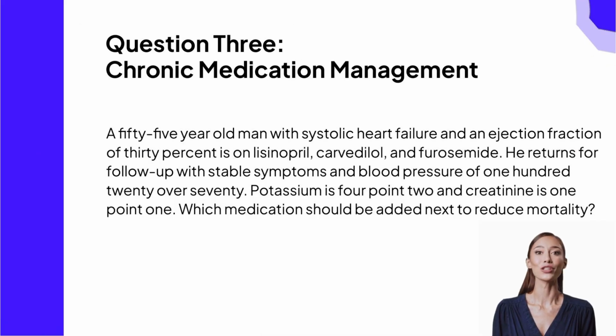Now let's tackle chronic medication optimization. This patient has systolic heart failure with ejection fraction of 30%. He's already on lisinopril and carvedilol. The question tells you his blood pressure and labs are acceptable. What's missing from his regimen? Think about the 4 pillars. Which ones does he have and which does he need? The question is specifically asking about mortality reduction.